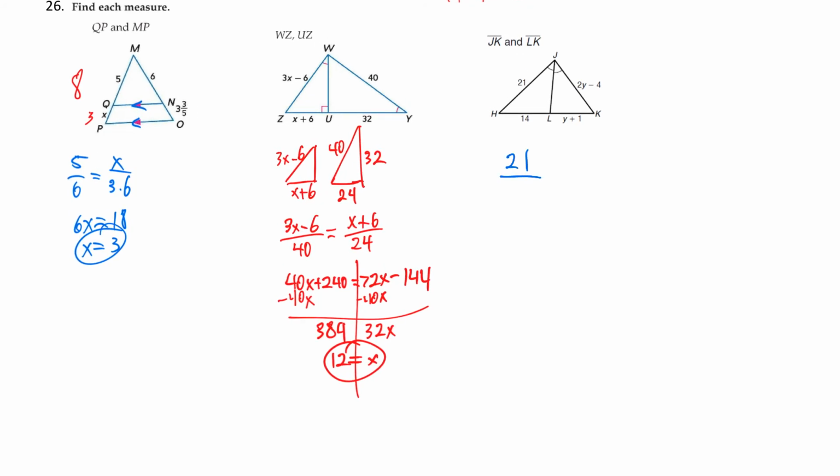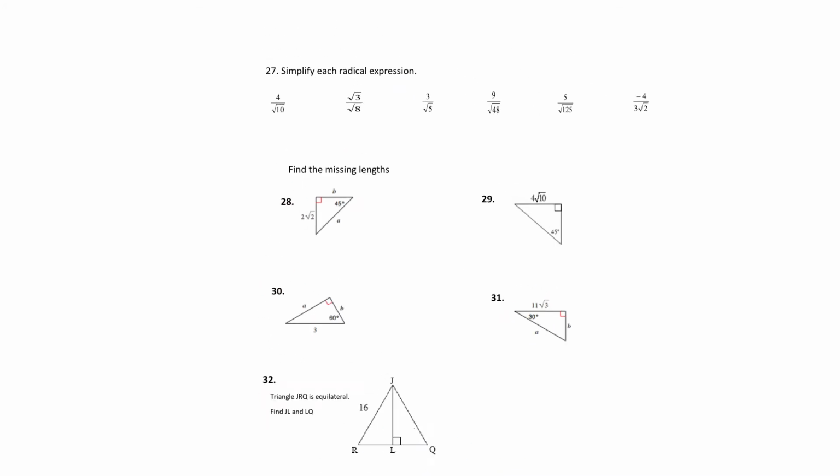Okay, then on this one, 21 is to 2y minus 4, as 14 is to y plus 1. And I'm just going to let you work that one out. We don't have time for that.